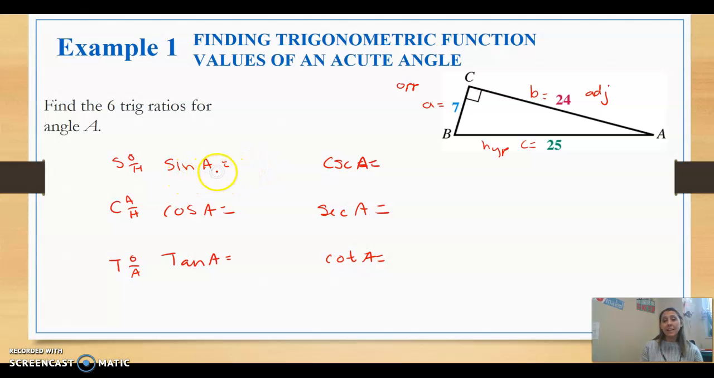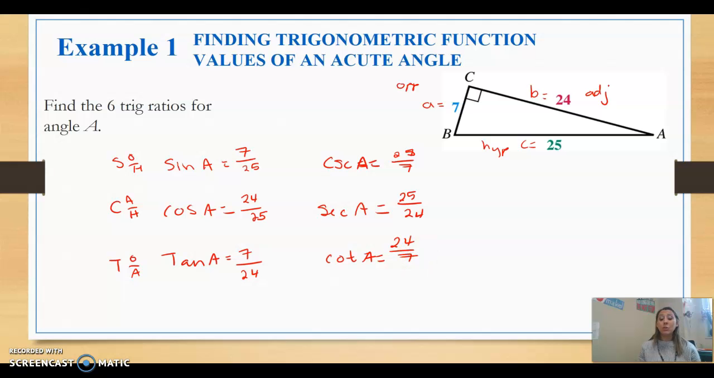So sine of A is opposite over hypotenuse. The opposite is 7. The hypotenuse is 25. Cosecant is going to be the reciprocal, so it's going to be 25 over 7. Cosine is going to be the adjacent over the hypotenuse, so 24 over 25, and then I'm just going to flip it here. And then the tangent is the opposite, which was 7, over the adjacent, which is 24. And then this is just flipped. That's it. That's all we're doing.